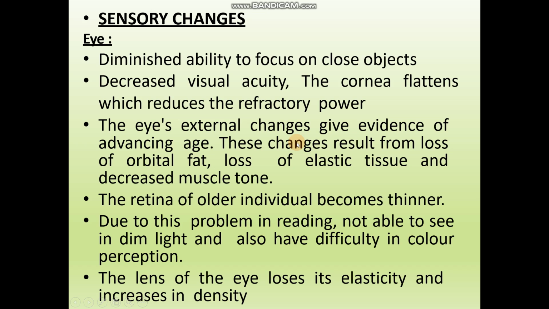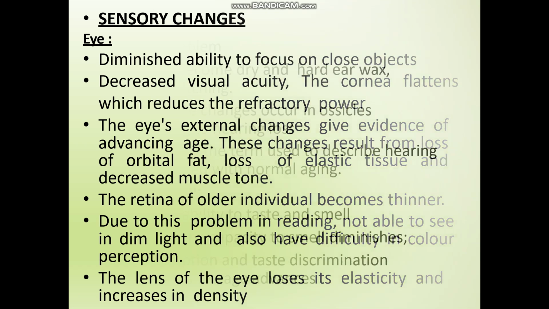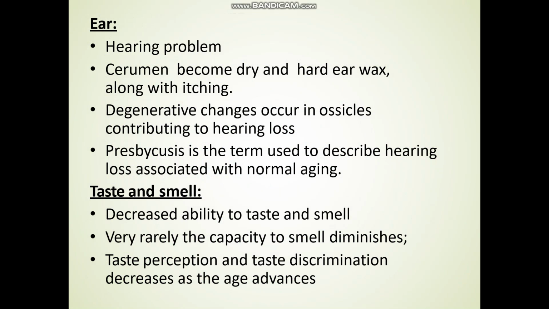About the retina, it will become thinner, due to which there are problems related to reading, not being able to see in dim light, and difficulty in color perception. The lens of the eye loses elasticity, hence the visual acuity also decreases. That is about the eye.